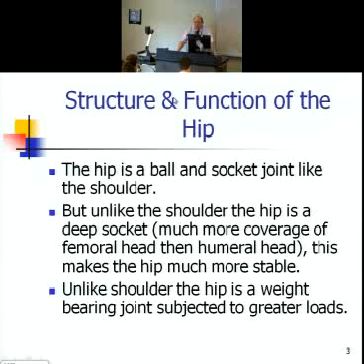The shoulder is a much more mobile joint than the hip. And the reason for that is because the shoulder is less stable. And because of that decrease in stability, there is this increase in mobility. So the shoulder is very mobile and less stable. The hip is much more stable, but less mobile.